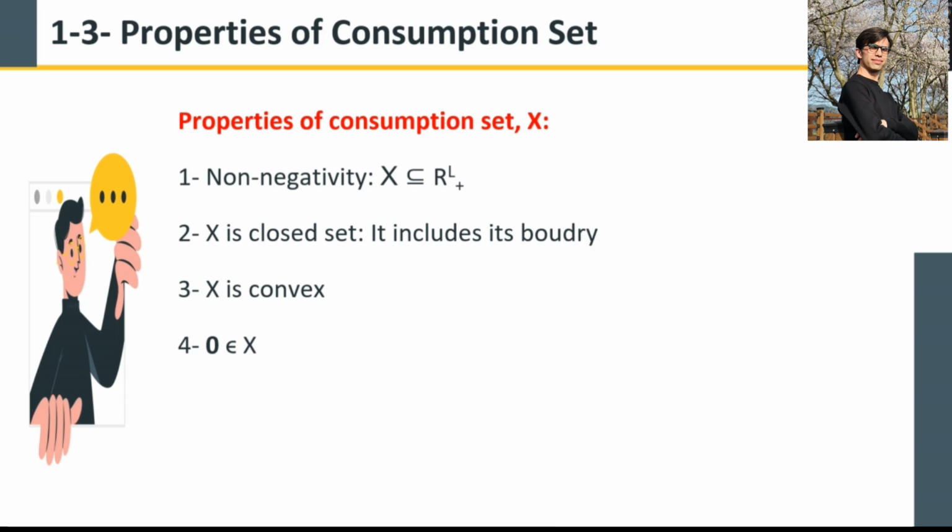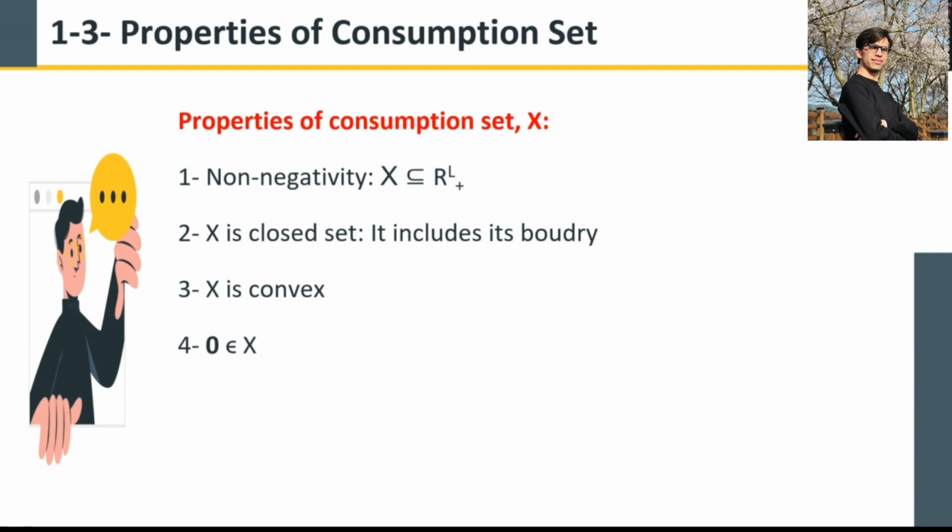And the second thing, X is a closed set. It includes its boundary. In order to have a solution later on to maximize the utility, this consumption set should be closed. And the third one, the consumption set is convex. If you don't know what a convex set is, please refer to some basic mathematical review, and you will find out what a convex set is.